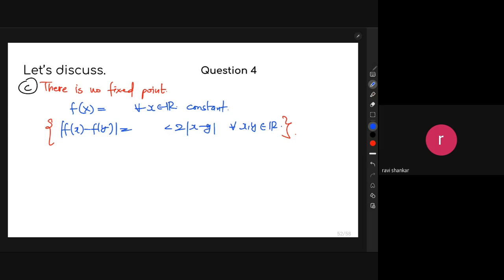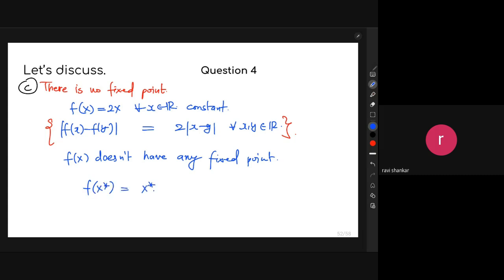So let me take this example, which is 2 times x. This will be a good example. Again, 2 times x is similar to the function I took earlier. This clearly satisfies the inequality. Now this function f(x) does not have any fixed point. What do we mean by that? That there is no x star such that f(x star) is equal to x star. If that happens, then 2x needs to be equal to x.